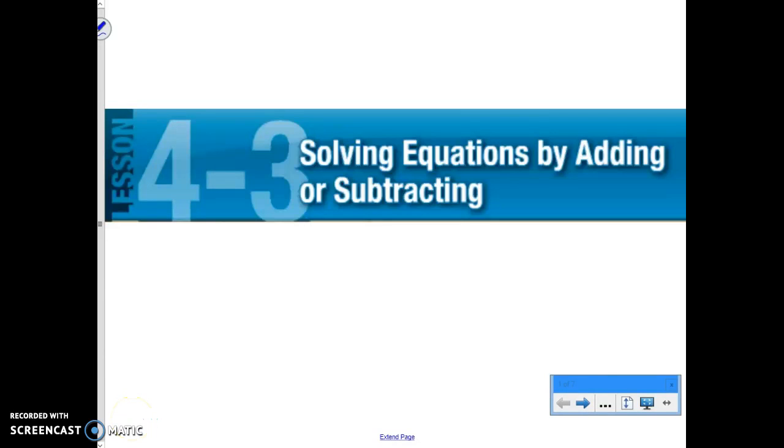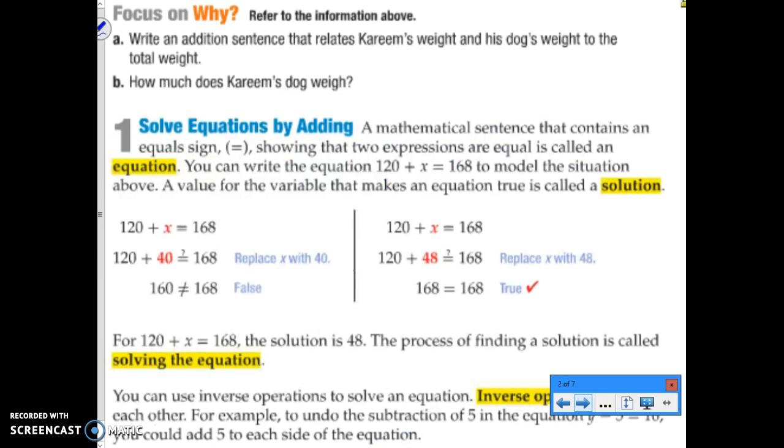Okay, today we are talking about solving equations by adding or subtracting. This is chapter 4, lesson 3. Just like we did yesterday, we're going to skip this top part and focus on why. We're going to start here with the first concept, where we're solving equations by adding.